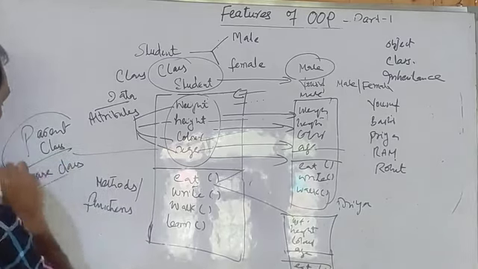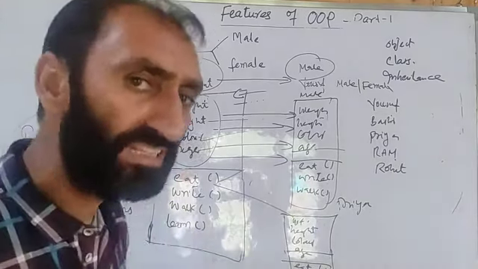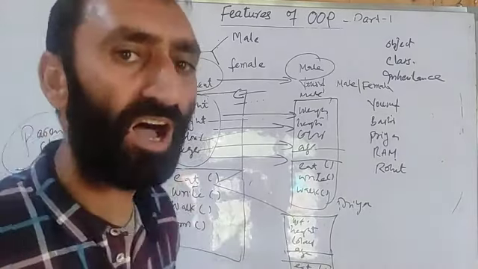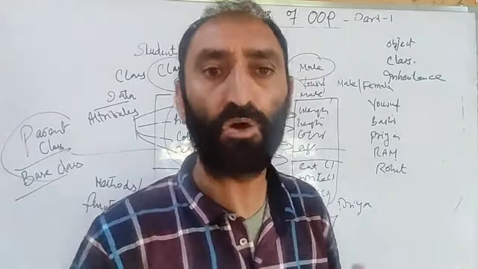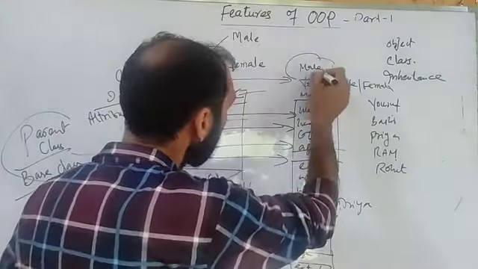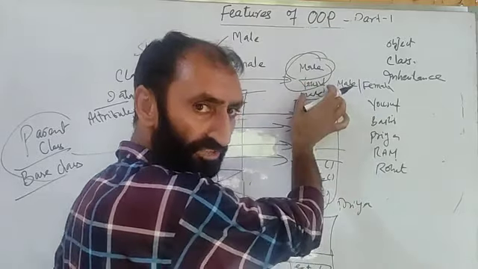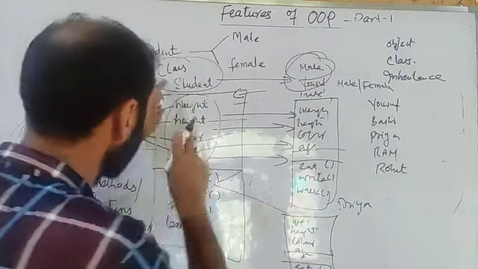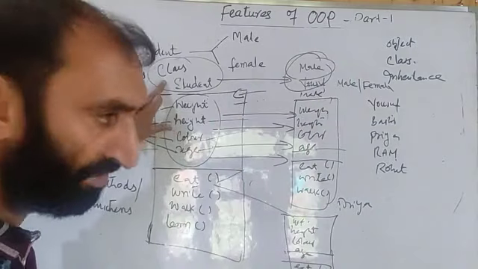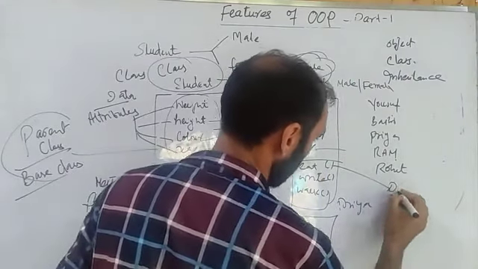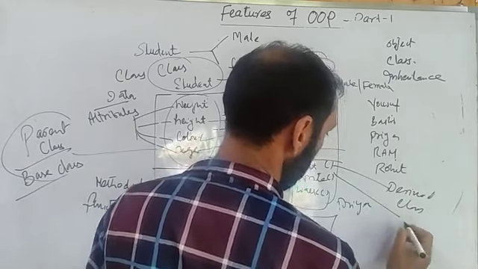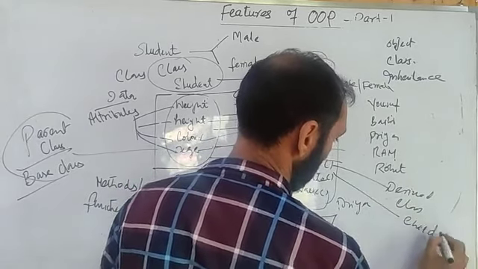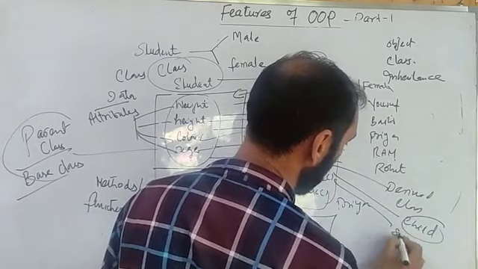What is a base class? A base class is that class from which we can derive other classes, or the class which is already present is called the base class, or the parent class. And we know that this male student class is going to be derived from this student class. So this is a derived class, or we can say it is a child class, or subclass.